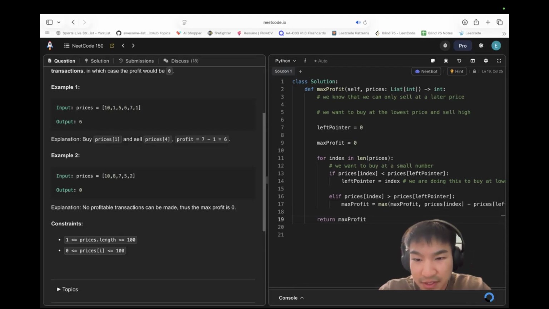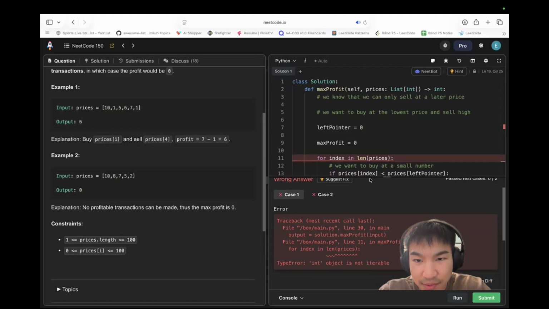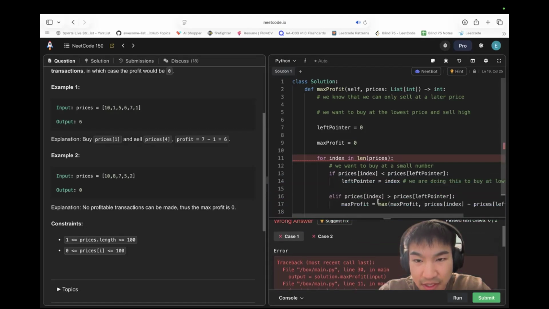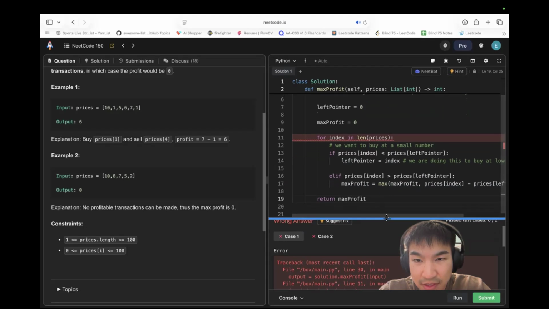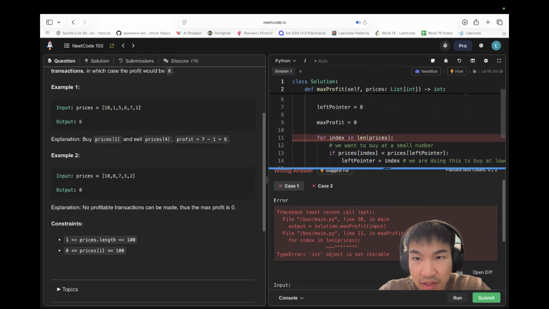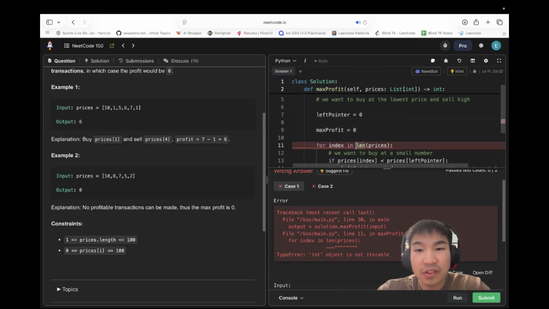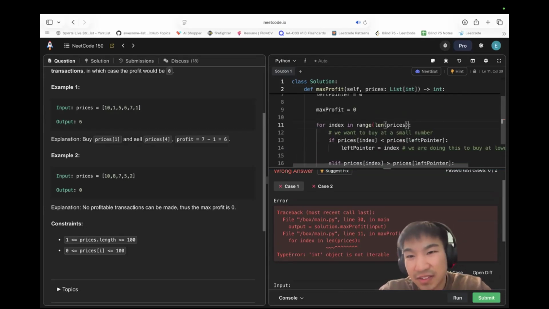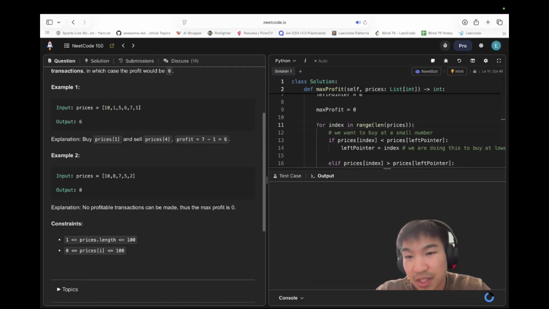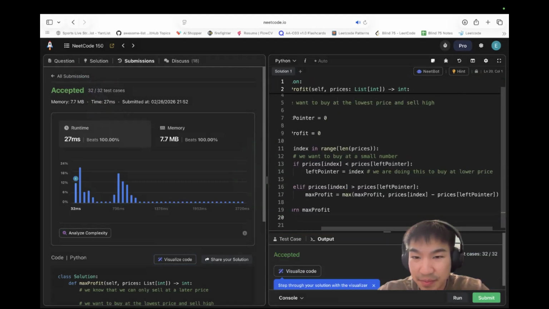Alright, let's see if it works. Nope, okay. So out of index, int is not iterable. For index in range of prices. Oh, in range. Okay, let's see if this is good. And accepted, and let's see if it runs. Yep, okay. Pretty good, actually.